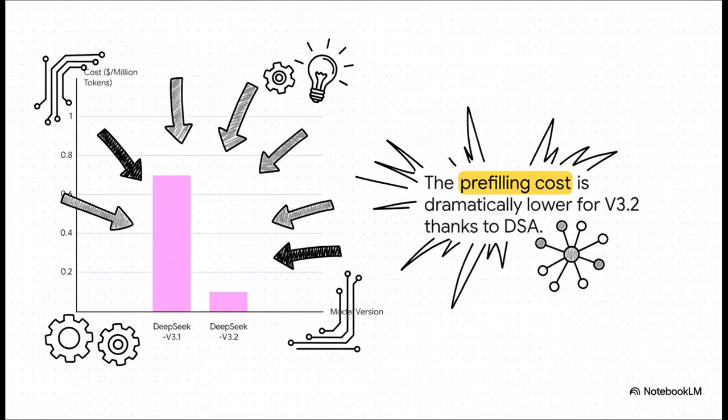But remember, performance was only half the story, right? The other goal was efficiency. And just look at this chart. The cost for pre-filling, which is basically just processing your initial prompt, has absolutely cratered compared to their last version. That new DSA architecture we talked about, this is it paying off, big time.